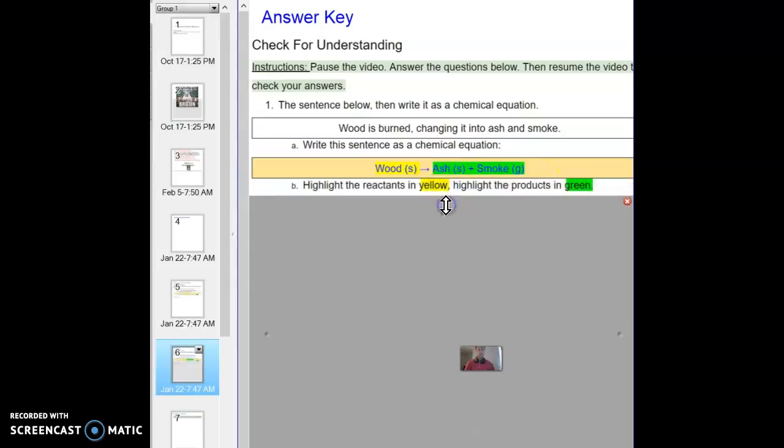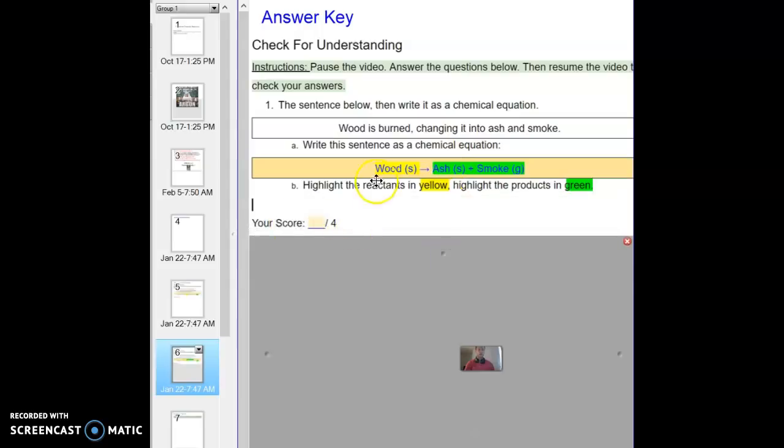Then it told me to highlight the reactants in yellow. So my reactants are wood. That's what I started with. My products were in green, ash and smoke, what I ended up with. Go ahead and give yourself a score out of 4. 1 point for getting wood as your reactant, 1 point for ash and smoke as the products, and then you got a point for highlighting the correct things in yellow and green. Give yourself a score out of 4.